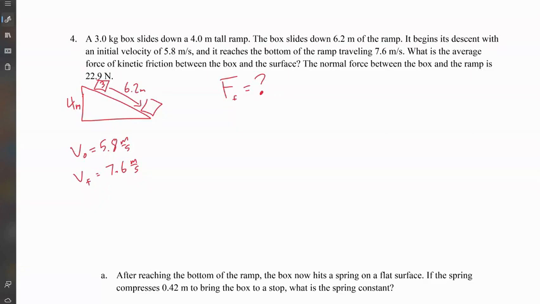Okay, the normal force is 22.9 newtons. I had to give you the normal force because we haven't solved how to find normal force on an incline yet. And I think actually I'm not looking for force. I think I'm looking for coefficient there. Otherwise, I wouldn't have needed to give you the normal force. So what is the average coefficient of kinetic friction?